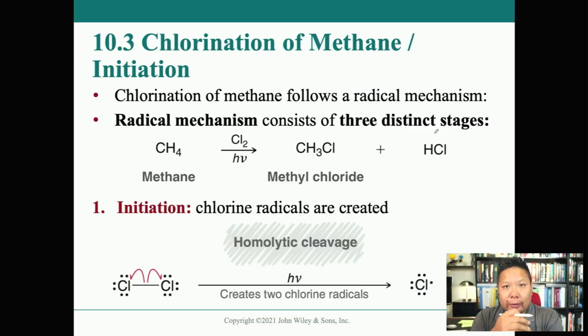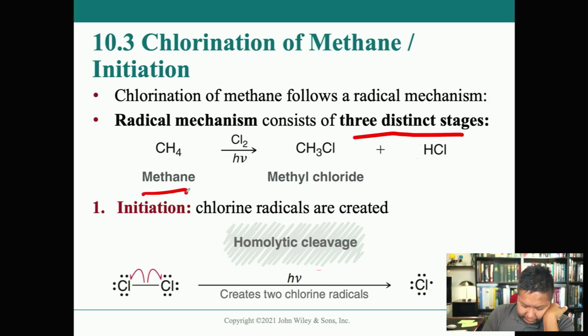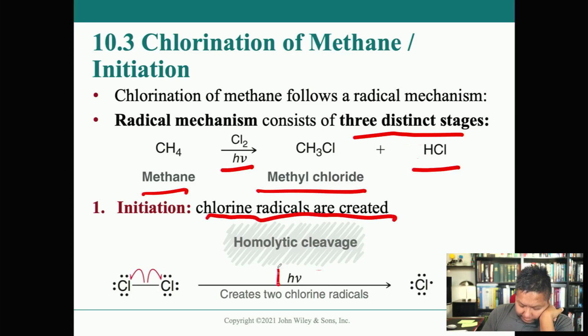So let's talk about the chlorination of methane, for example. Chlorination of methane follows a radical mechanism. This radical mechanism consists of three distinct stages. Here we have methane, and then we have light and chlorine gas, and then we have methyl chloride and hydrogen chloride. How do we get there? First, we do an initiation. Chlorine radicals are created with light, like UV light, creating two chlorine radicals.